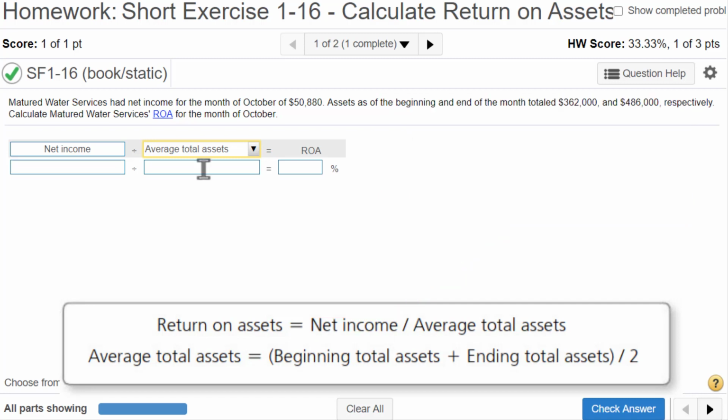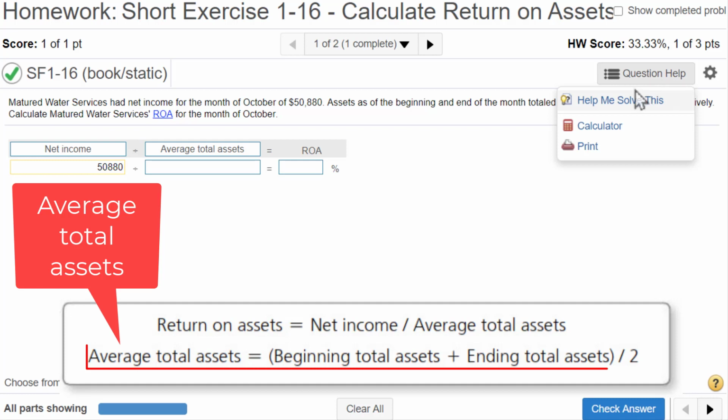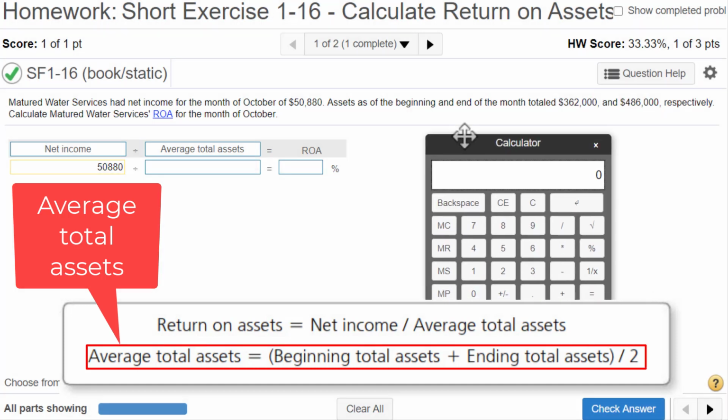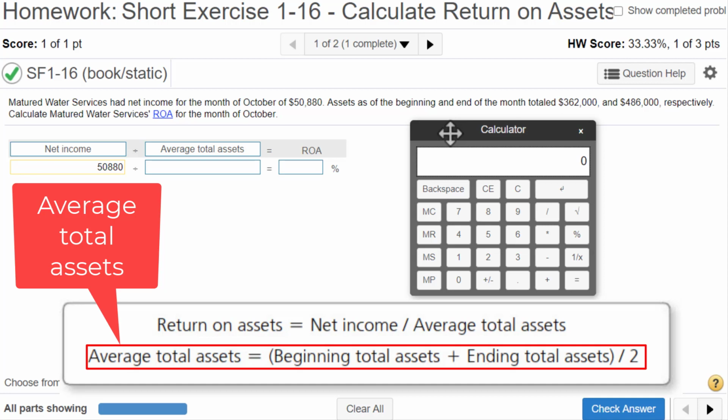So then we're just going to plug in the numbers. So net income is $50,880. Average total assets. To calculate average total assets, we need to take the beginning total assets plus the ending total assets and then divide by 2. So beginning was 362,000, plus the ending 486,000. So that gives us 848,000 divided by 2. Gives us $424,000 of average total assets.